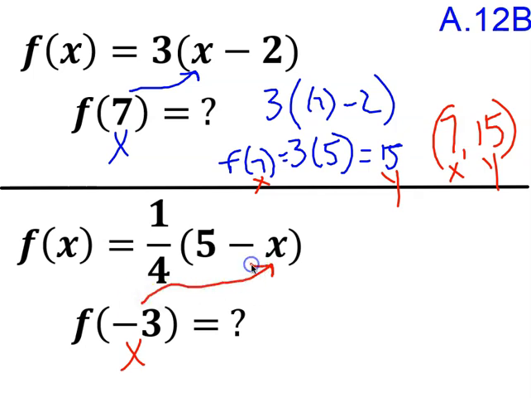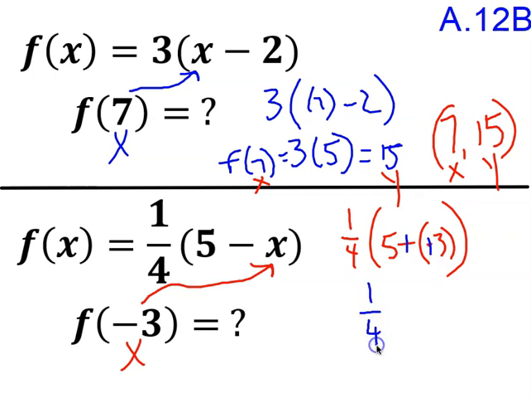So I'm going to look right here. I'm going to say, well, it's 1/4 times 5 minus a negative 3. Now you see how I use parentheses there? That way I don't mess up and think that negative and minus are the exact same thing. They're two different things. But we know that a minus and a negative turn into a positive. So I have 1/4 times 5 plus 3, which is 8.